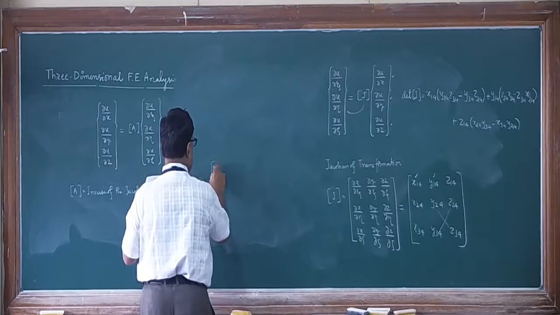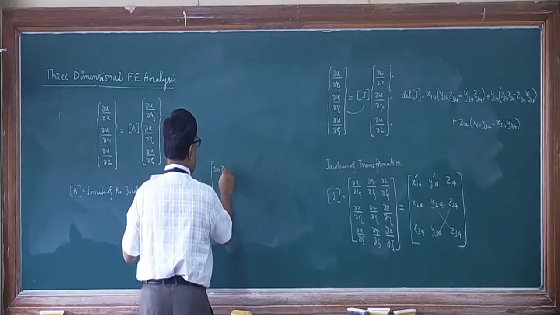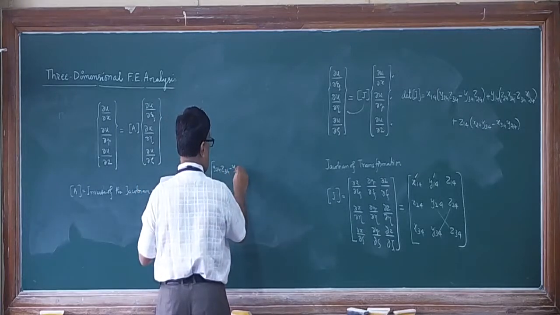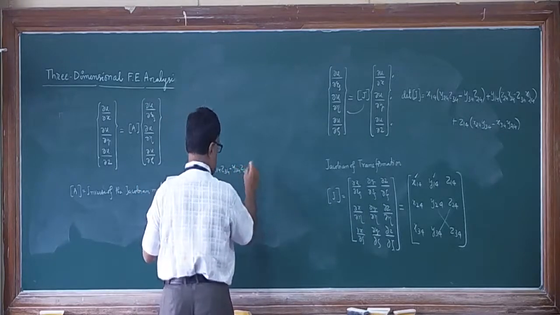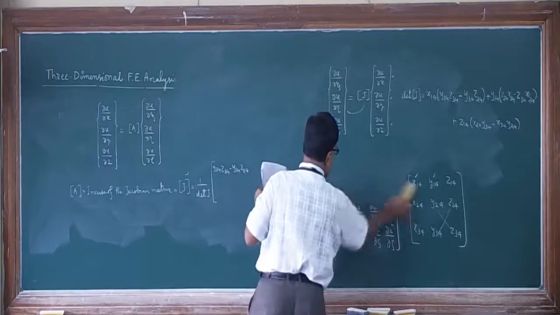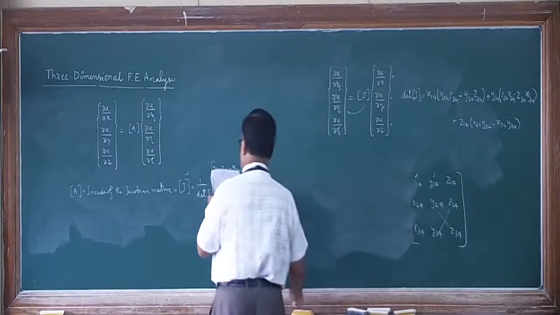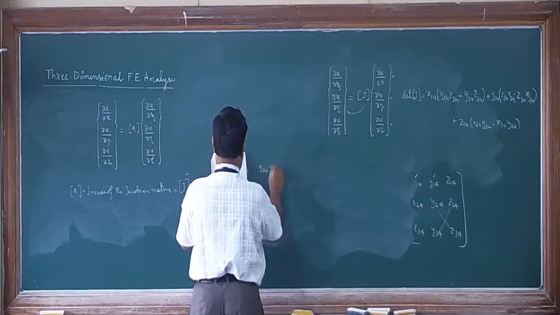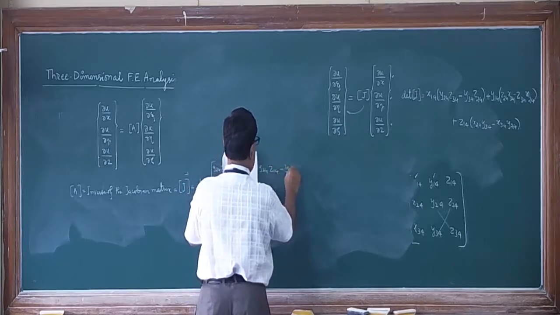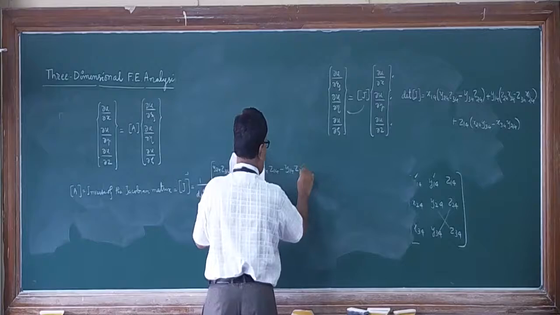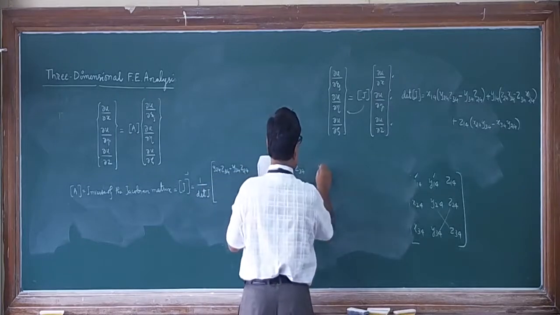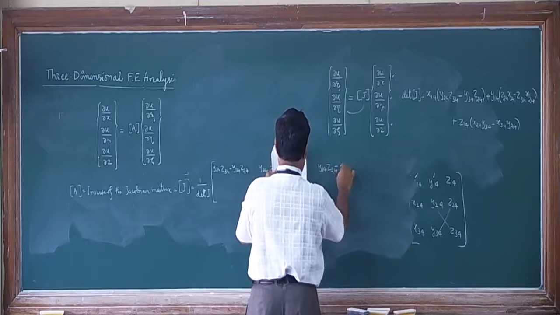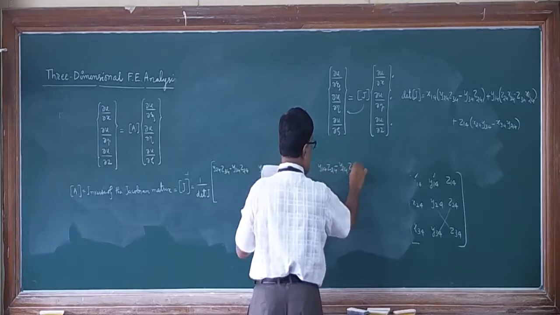y24 z34 minus y34 z24. Okay, this is going to be a bigger equation. y34 z14, y14 z34, y14 z24 minus y24 z14.